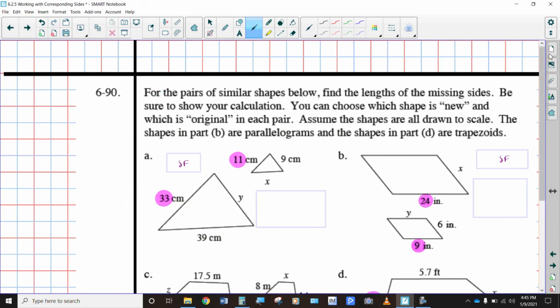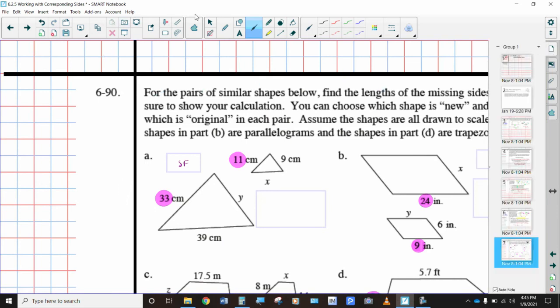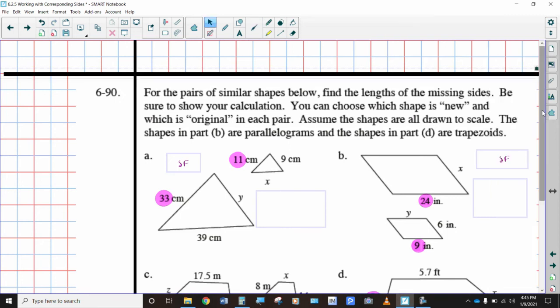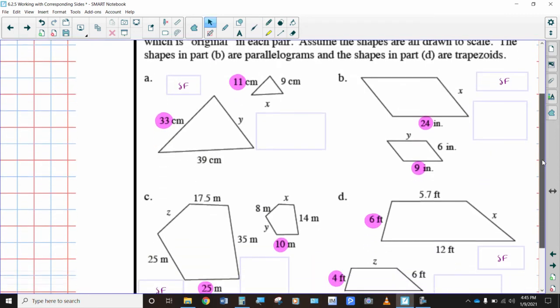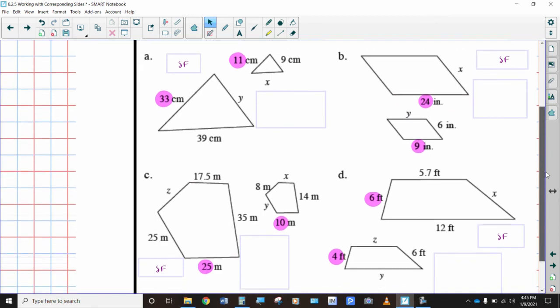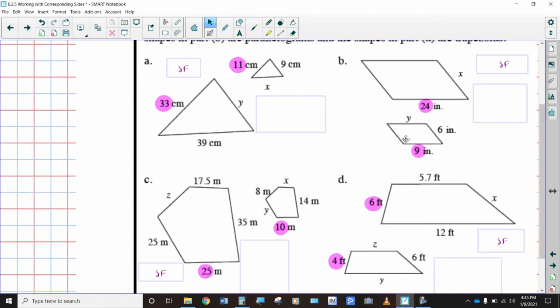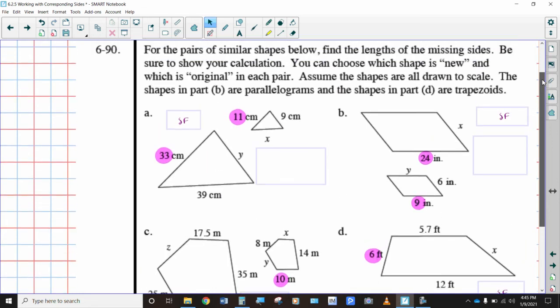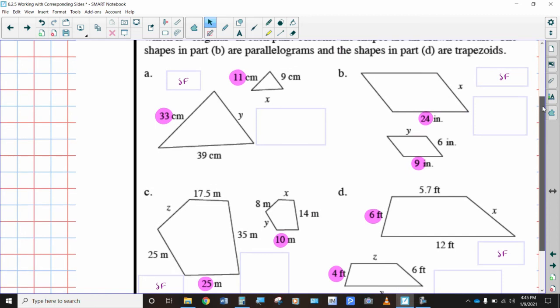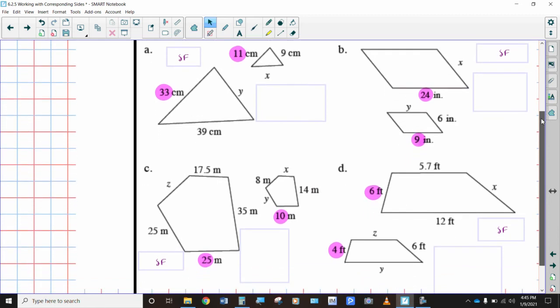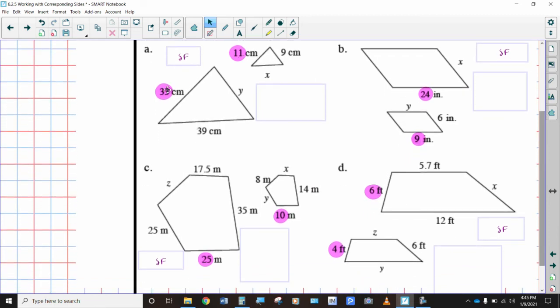All right, so this, I believe, is our last problem. It is. What you need to do is you need to copy down each one of these sets of shapes. Okay, if this looks a little bit busy to you, you can always go to the online book, go to problem number 90 in lesson 6.2.5, and you've got some clean examples of these shapes with all of the side lengths in there.